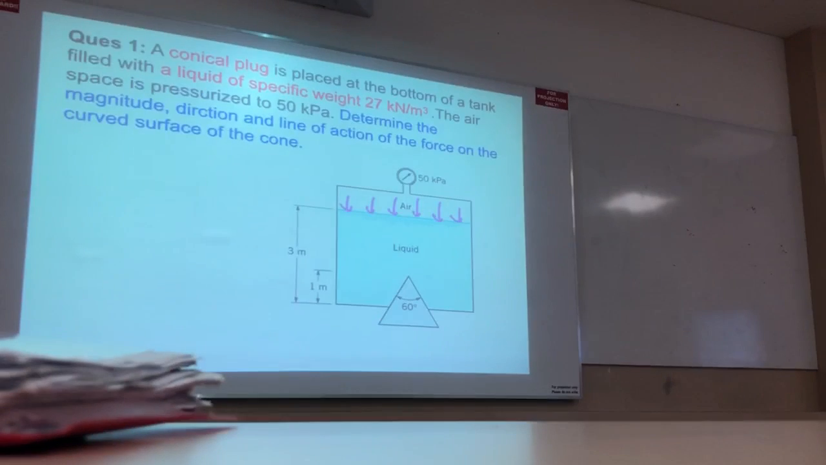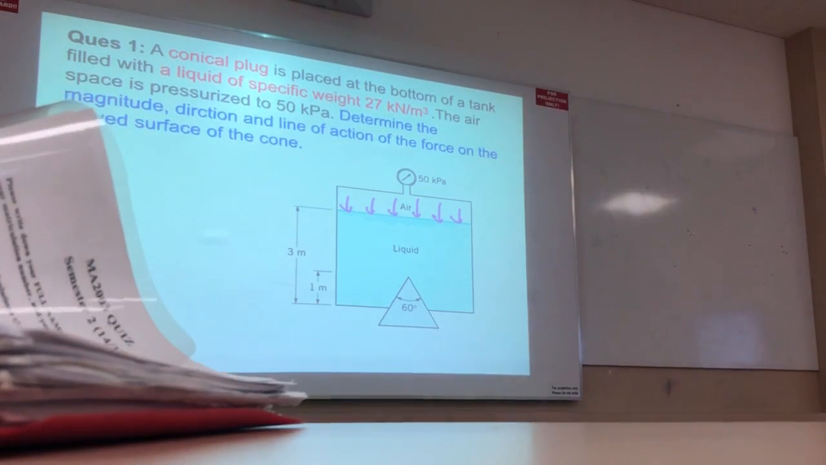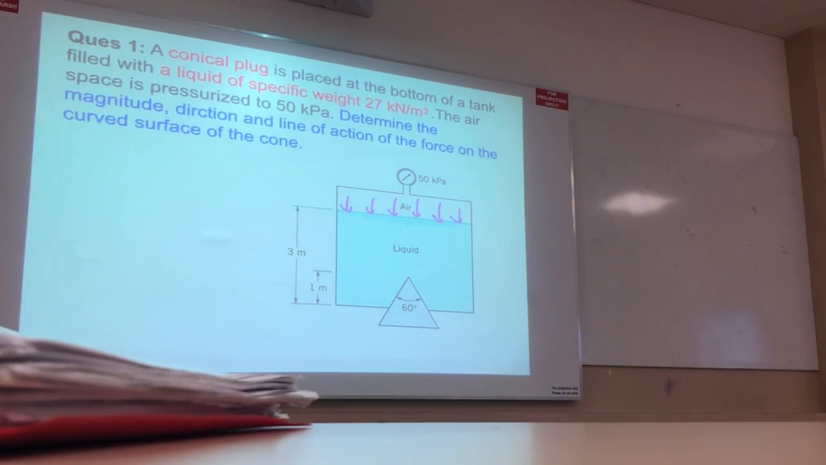Determine the magnitude, direction and line of action of the force on the curved surface of the cone. Because this is not a straight line, right? This is a curve, something like this, a curved surface. You have to find the force on the curved surface of the cone. Right? Then I can see this is the curved surface of the cone at that point. What is the force?